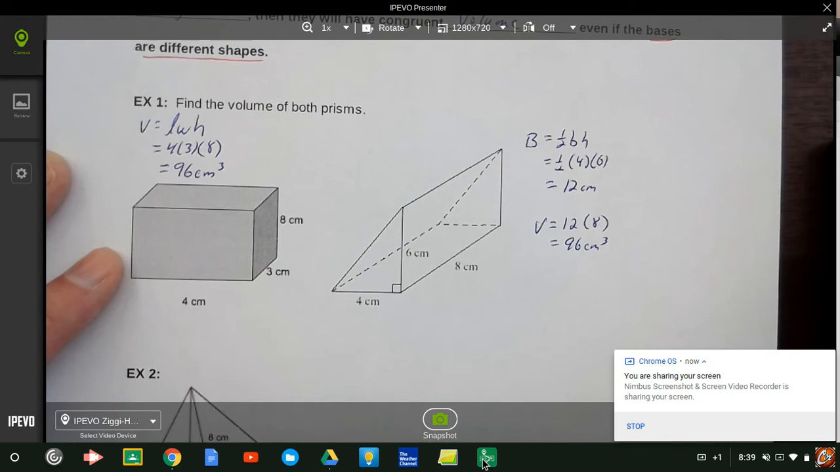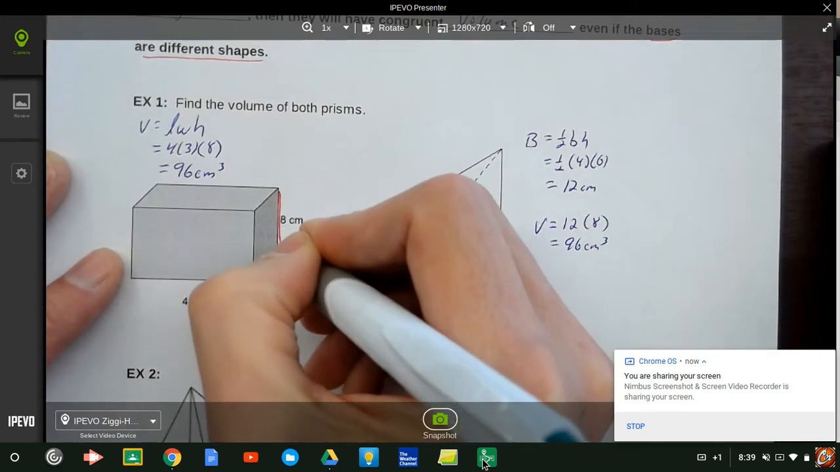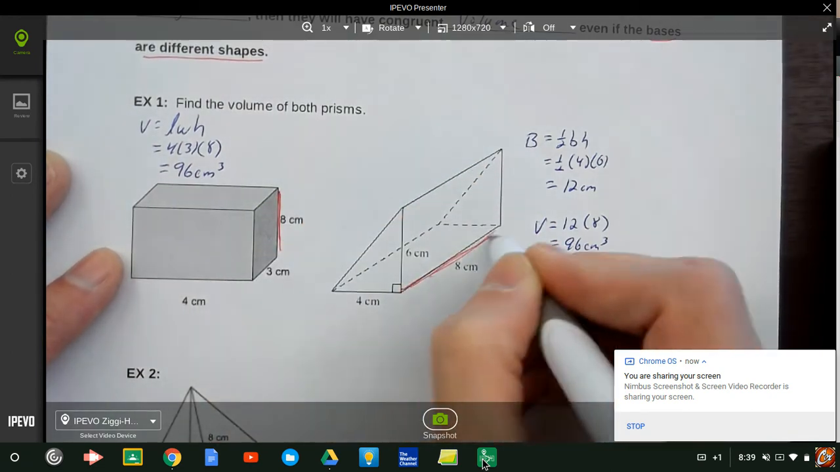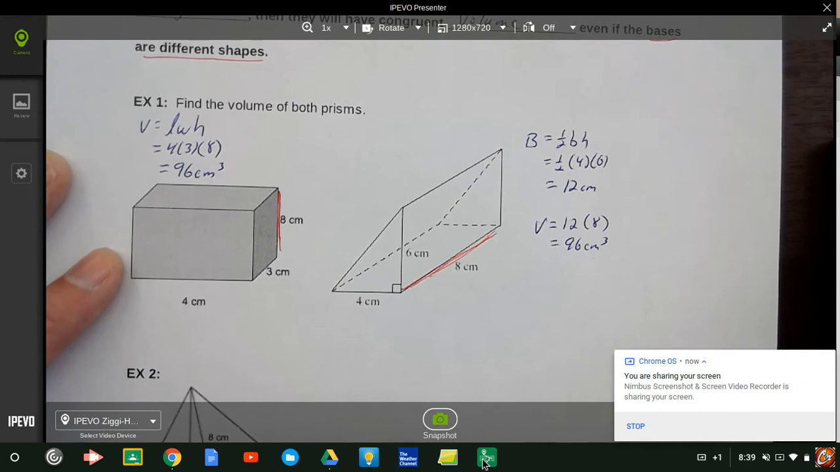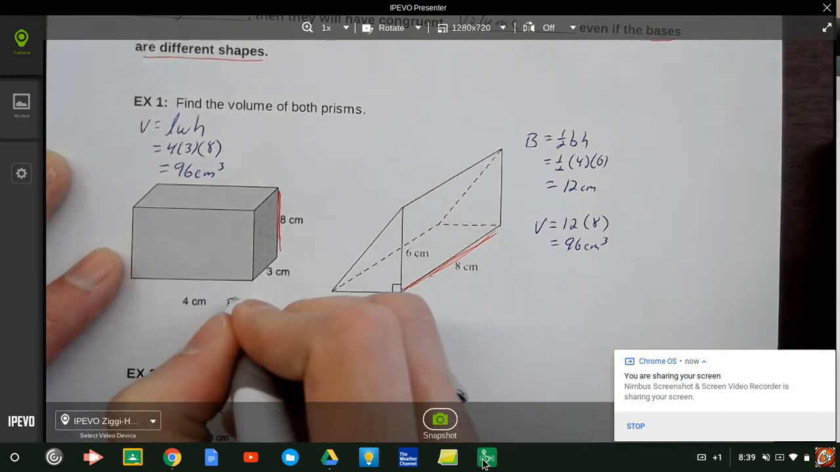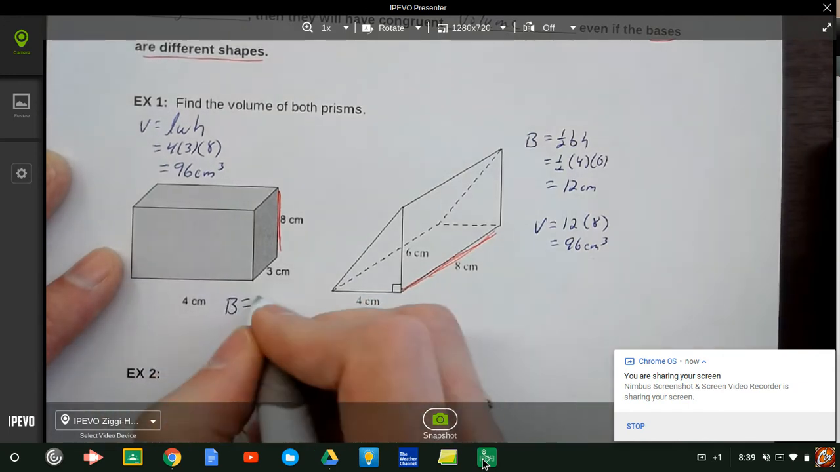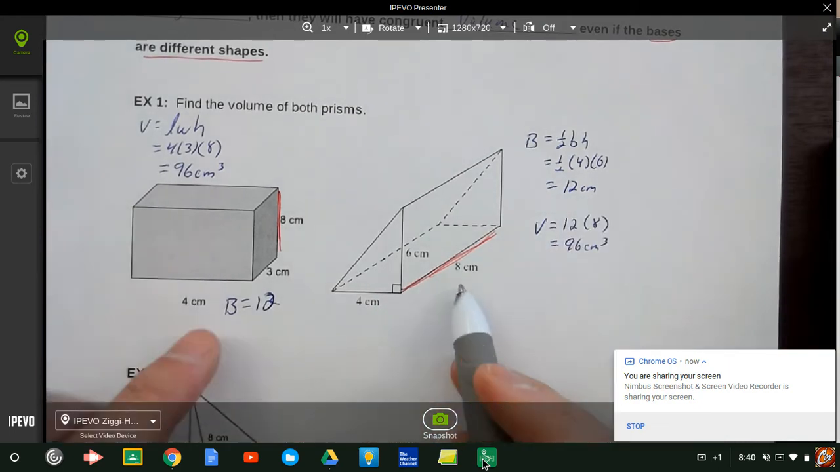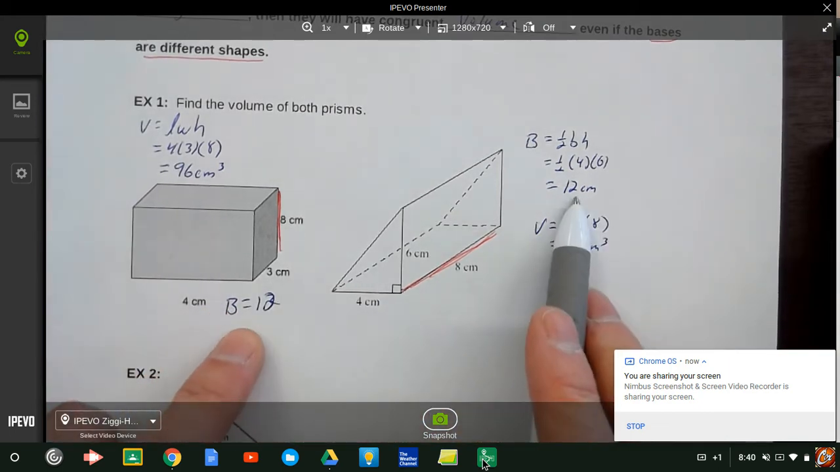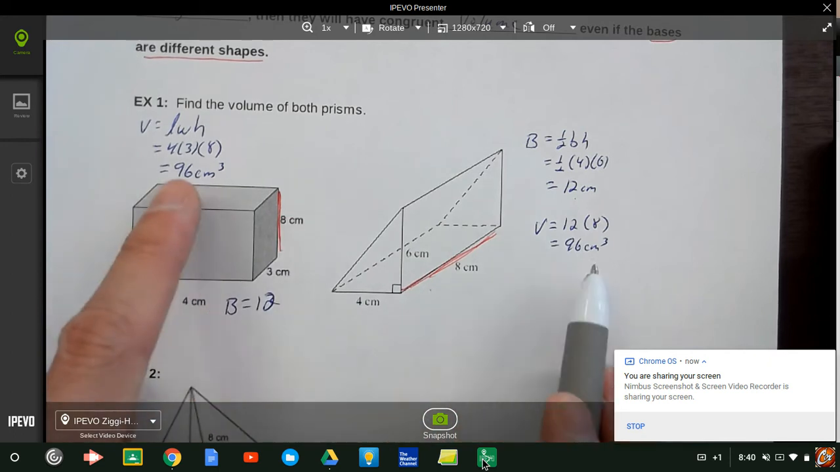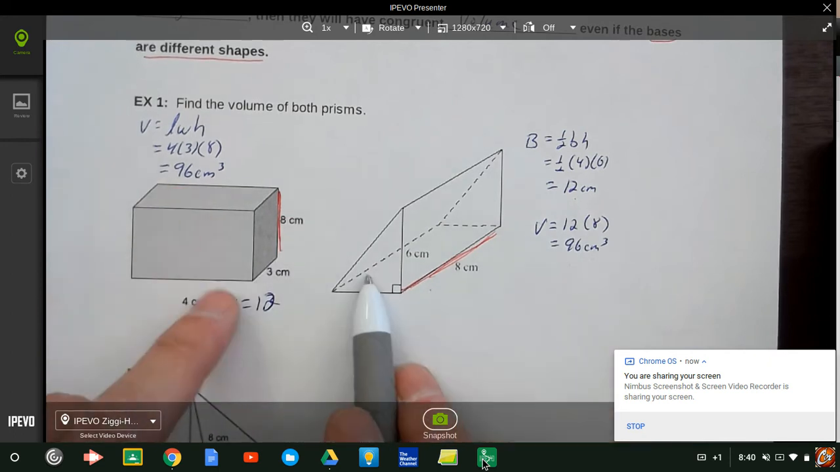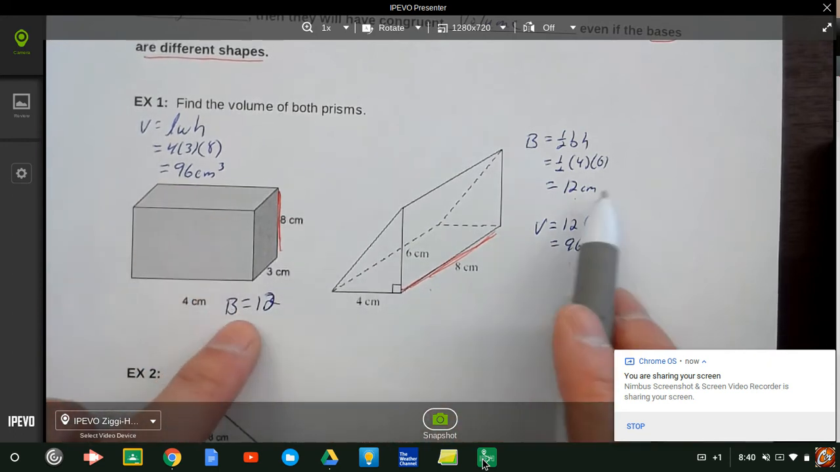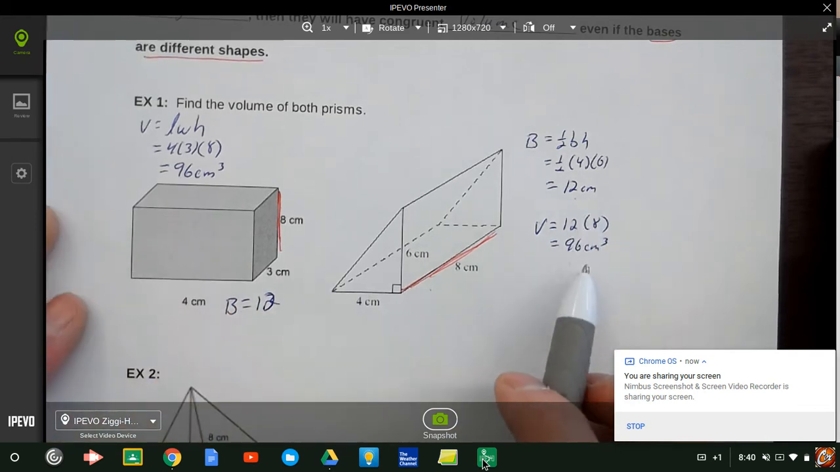Notice what else is the same. If I use 8 as the height, they have the same height. If I get the base area of this piece, 4 times 3, is 12. And we said the base area of that is 12. So here's 2 prisms. They have the same base area, they have the same height, so they're going to have the same volume, even though they have different shapes. So it's that base area that makes the big difference.